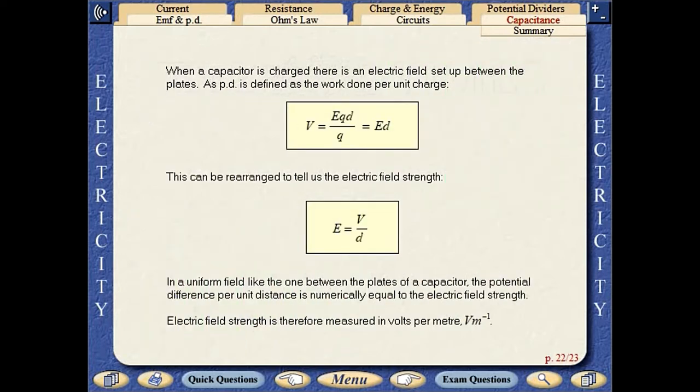When a capacitor is charged, there is an electric field set up between the plates. In a uniform field like the one between the plates of a capacitor, the potential difference per unit distance is numerically equal to the electric field strength.